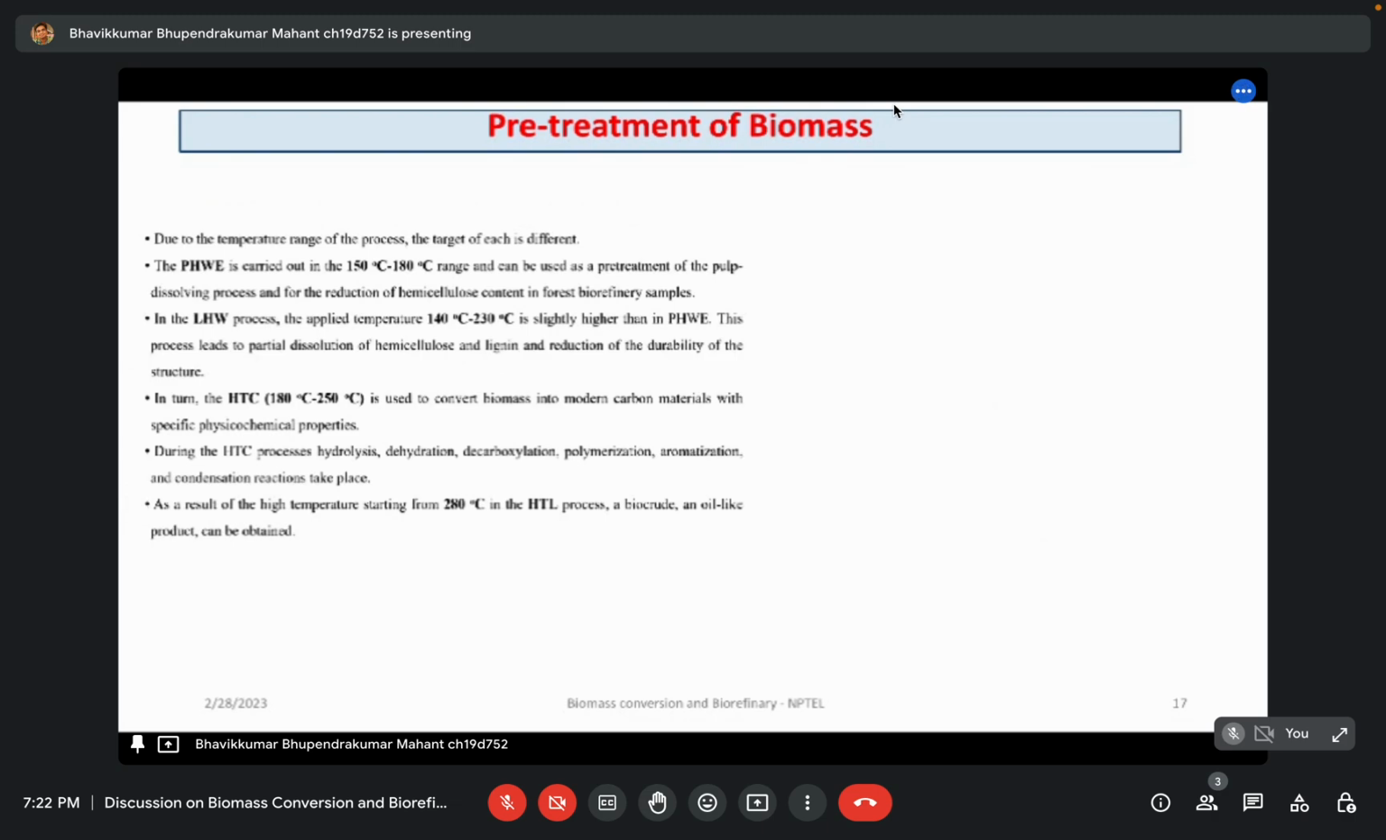And there is another process, pressurized hot water extraction. The question asks it is carried out in the temperature range of. In this one slide of the thermal pretreatment processes, it is mentioned that different processes have different temperature ranges. If you talk about the HTC, hydrothermal conversion, then it is 180 to 250 degrees. If you talk about pressurized hot water extraction, then it is 150 degrees centigrade to 180 centigrade. So the temperature range is 150 to 180, that is the answer.